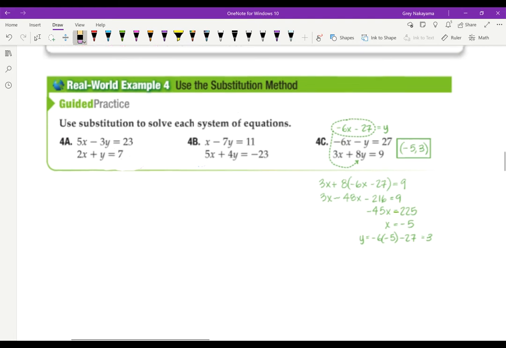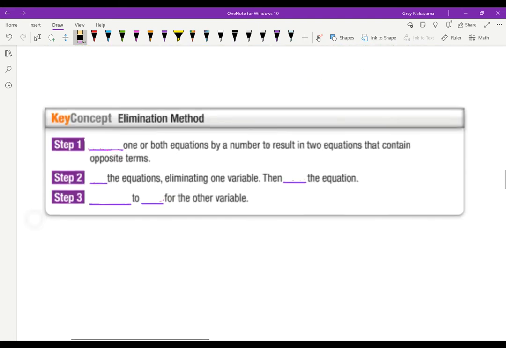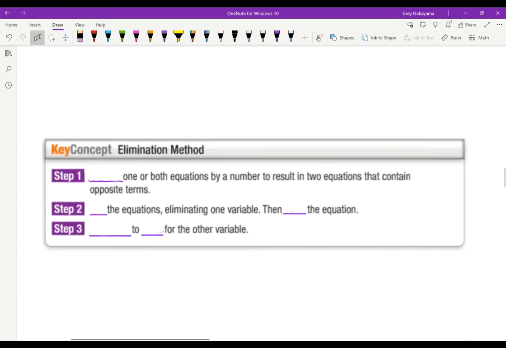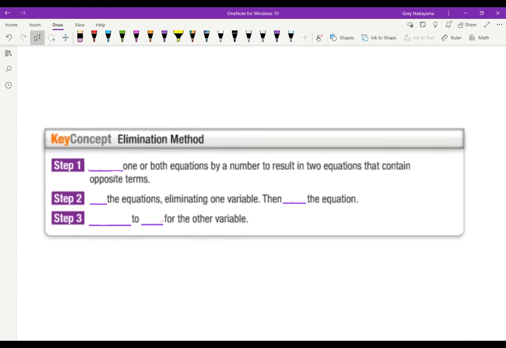Okay, that was substitution. Elimination, you already know it. Okay, so elimination, you're going to multiply one or both equations by a number to result in two equations that contain opposite terms so that when you add them, one variable falls out. So that's why we add the equations, eliminating one variable, and then solve the resulting equation. And after that, we're going to substitute to solve, so it's very similar to what we just did.